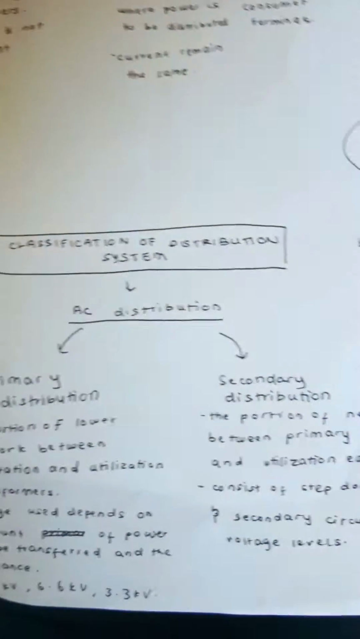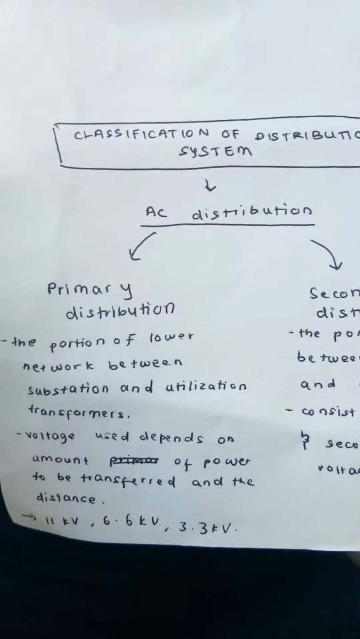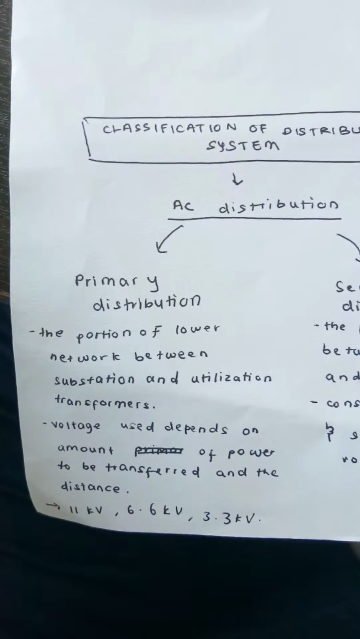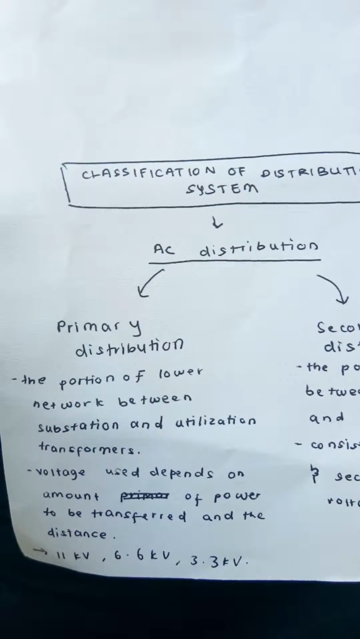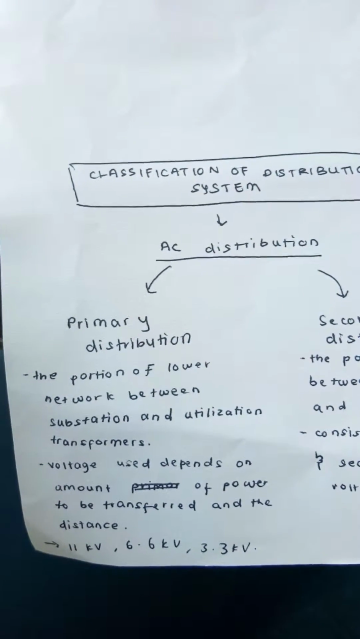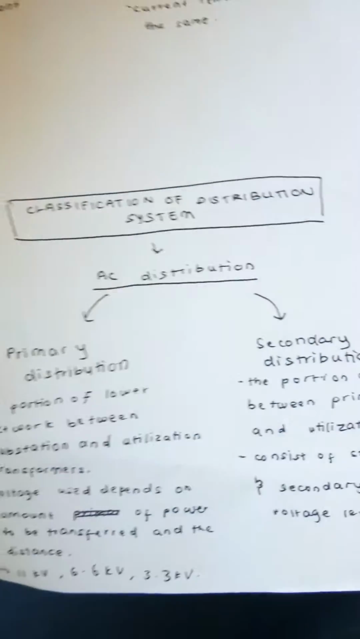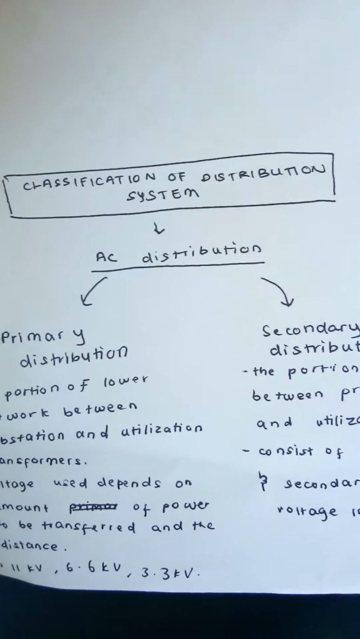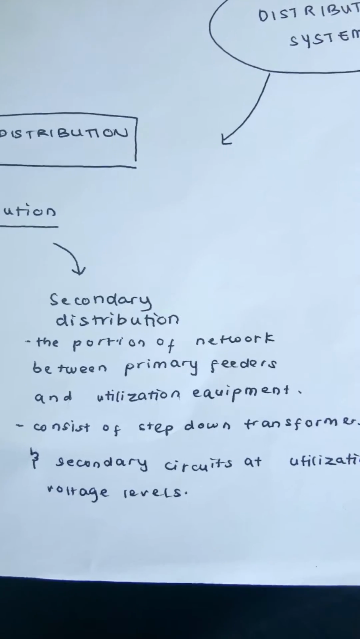The primary distribution system is a portion of the network between the substation and utilization transformers. The voltage used for this distribution depends on the amount of power to be transferred to the consumers and the distance along it. Examples of primary distribution voltages are 11 kV, 6.6 kV, and 3.3 kV.